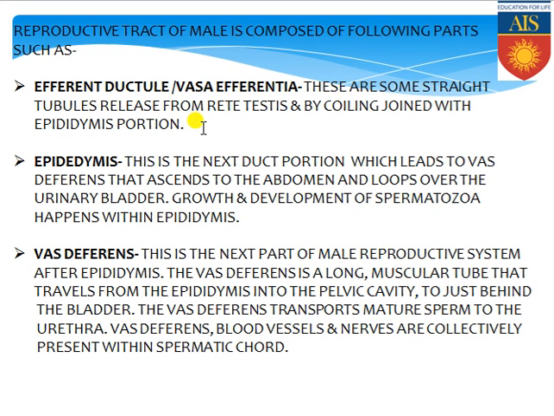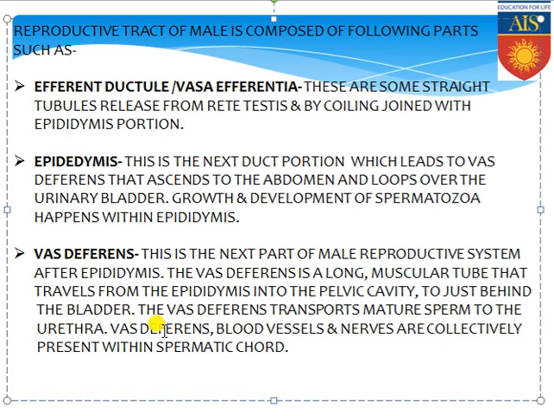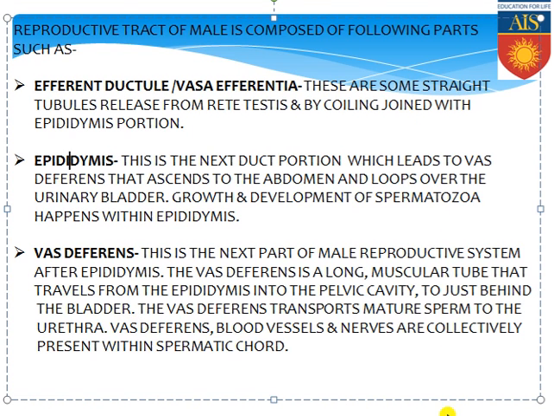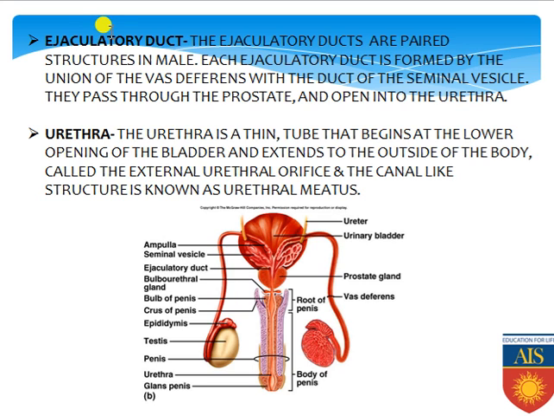Already I have told previously. First one, that is efferent ductule or vasa efferentia, then the presence of epididymis, then vas deferens, and next, the ejaculatory duct, and then the presence of urethra.